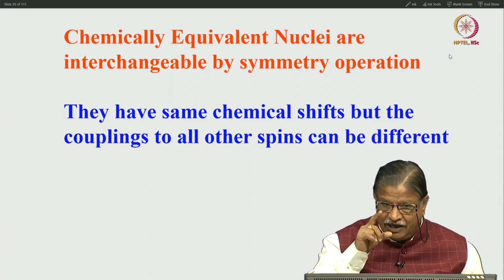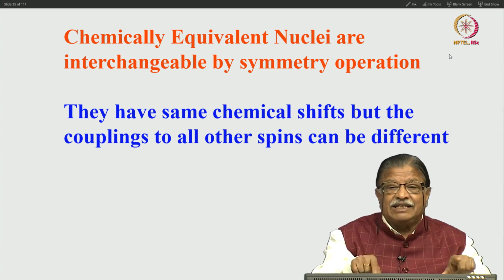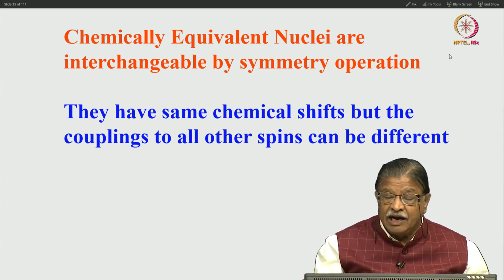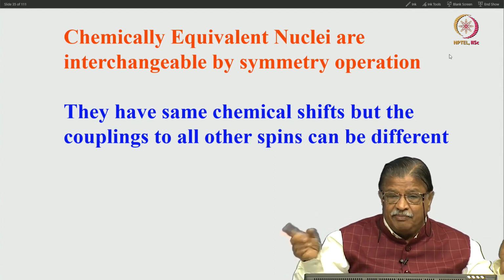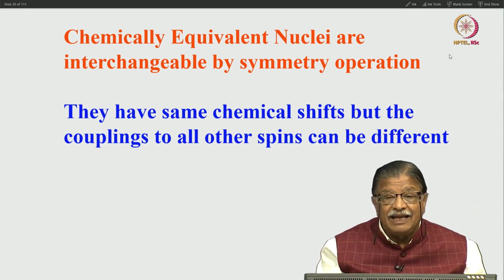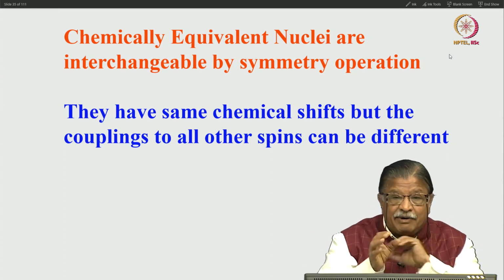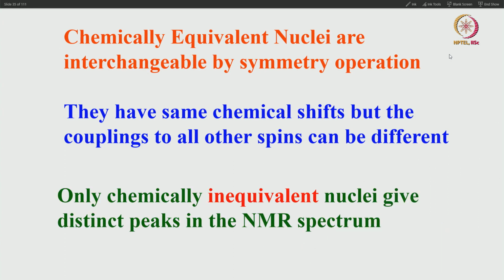I have not introduced the coupling, but I will introduce it later. The coupling to all other spins, that means the interaction of this to other spins, could be different. Coupling may be different, but the chemical environment will be the same. They are called chemically equivalent spins. They are interchangeable by symmetry operation. And remember, in NMR only chemically inequivalent nuclei give distinct peaks.